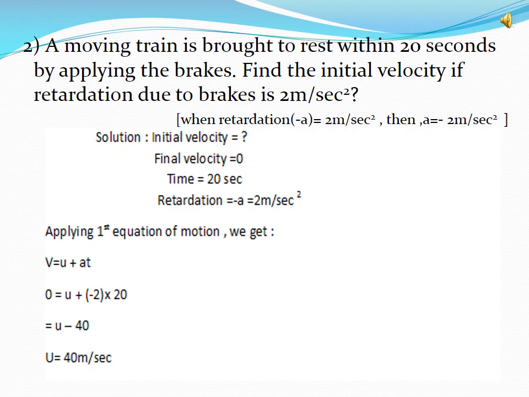By applying the first equation of motion, we get v is equal to u plus at. Substituting the values of v, a and t, then 0 is equal to u plus (minus 2) into 20, which is equal to u minus 40. Then u is equal to 40 meter per second.